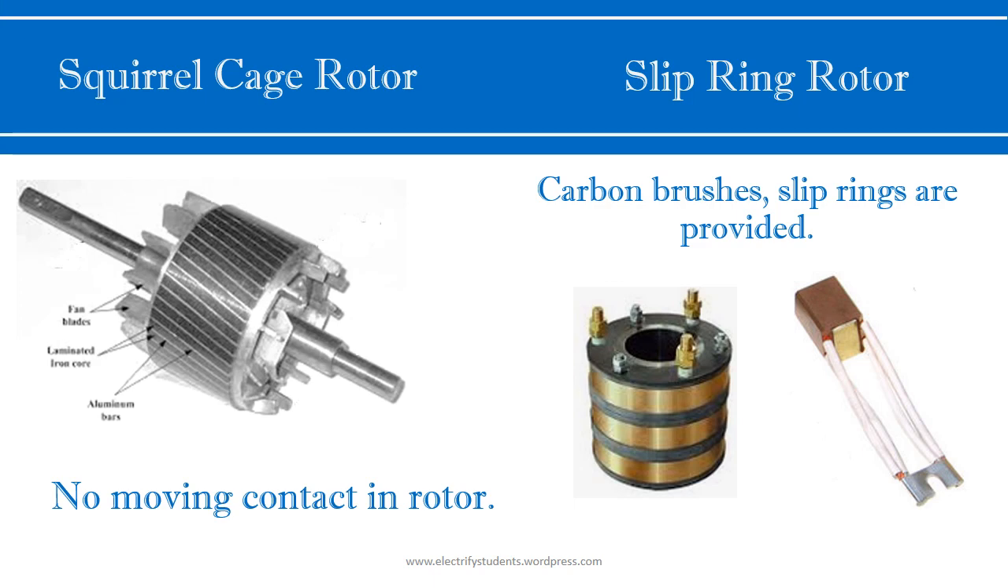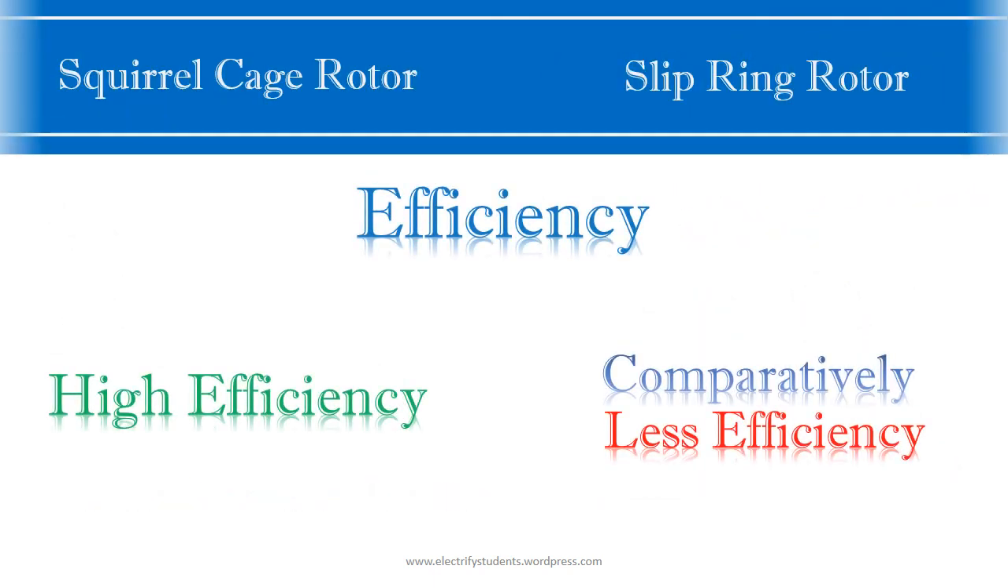There are no moving contacts in squirrel cage rotor, whereas there are moving contacts like slip rings and carbon brush in slip ring rotor. In slip ring induction motor, there are various moving contacts such as slip ring, carbon brush that cause losses. Therefore, efficiency of slip ring induction motor is low.